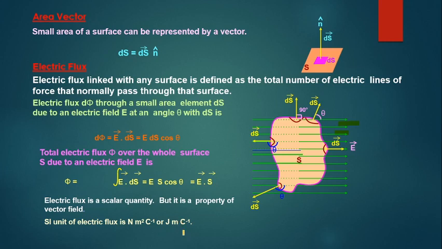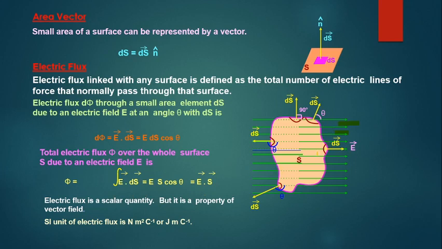Again, what is the electric flux? The total number of electric lines of force passing through the surface normally is known as electric flux. This electric flux is defined as E ds cos theta, and theta is the angle between the electric field and ds.